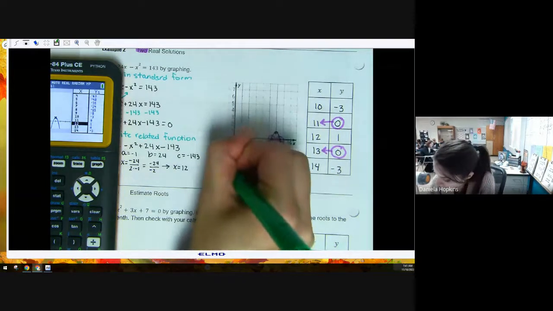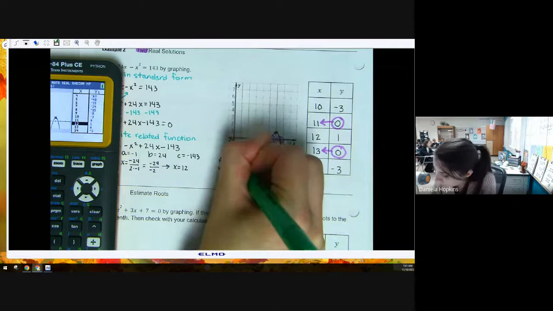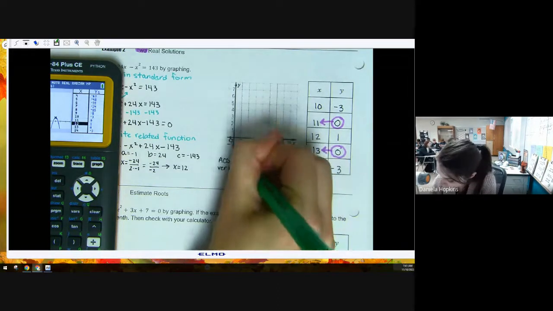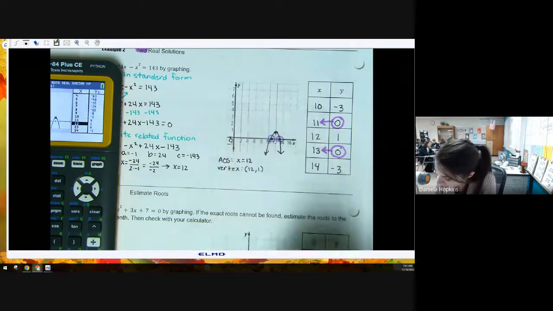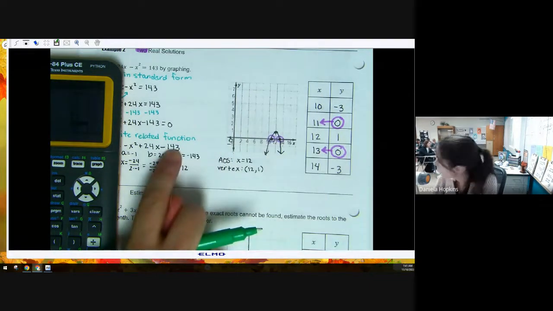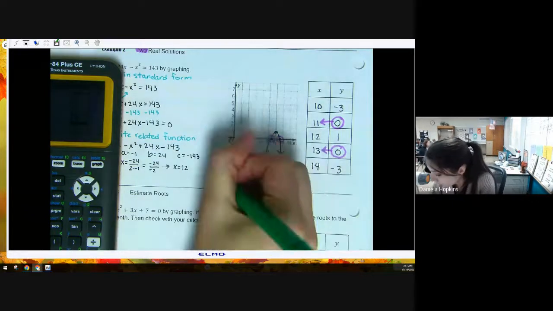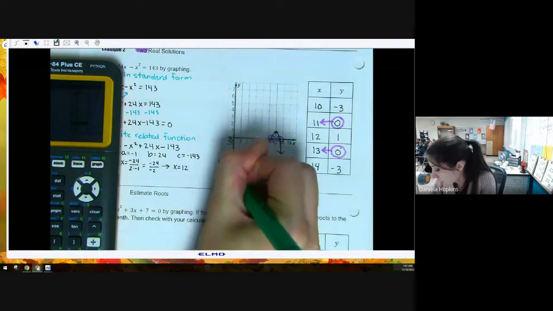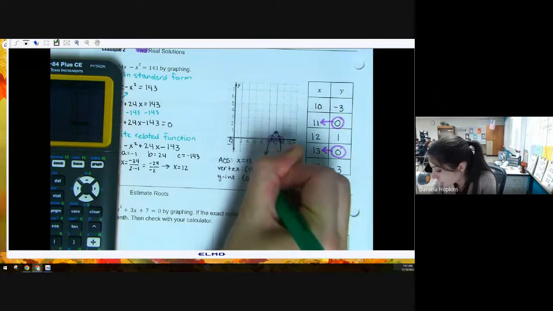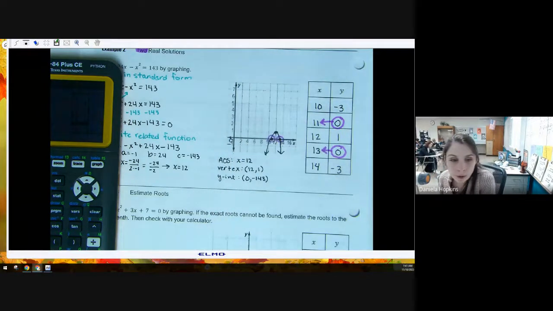My vertex, you can always find it from your table. It's these two numbers together, 12, 1. My y-intercept is not on here, but remember it always comes from your c value if this is in standard form. The y-intercept is at 0, -143. And thankfully we don't have to graph that.